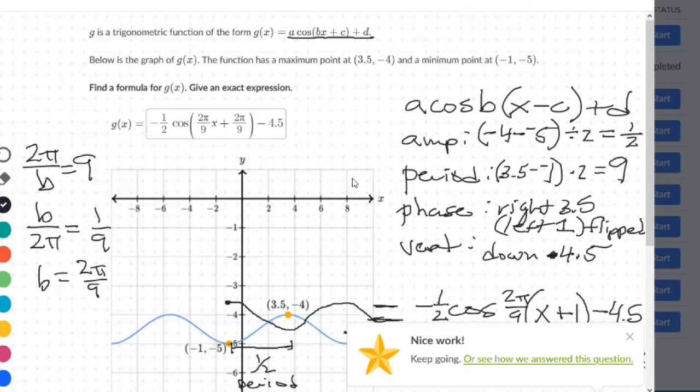And the biggest challenge, the most common mistake that in past years I've seen on tests, is not starting with b outside the parentheses and understanding that that has to be distributed to your phase shift to put it into this form.